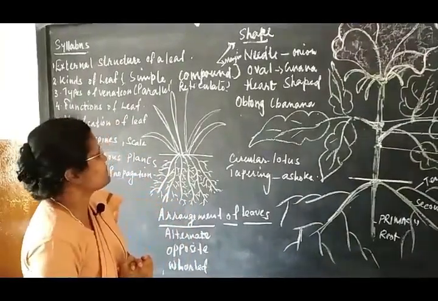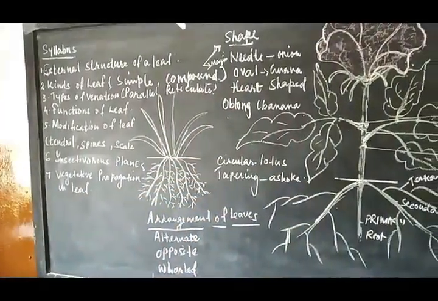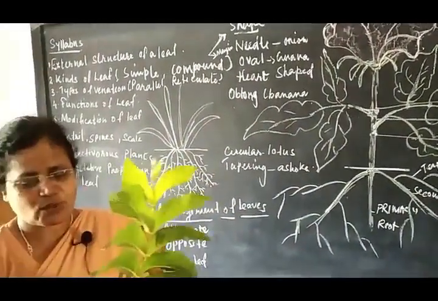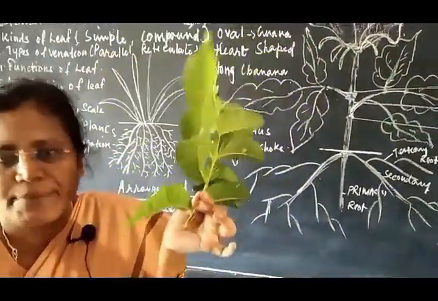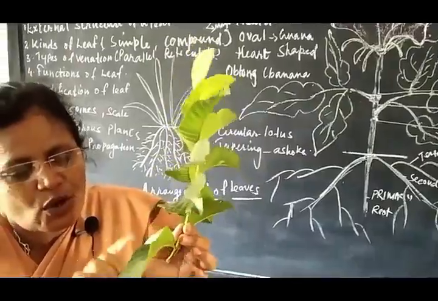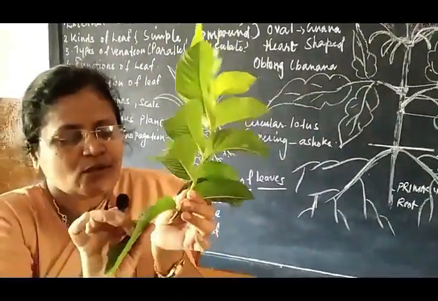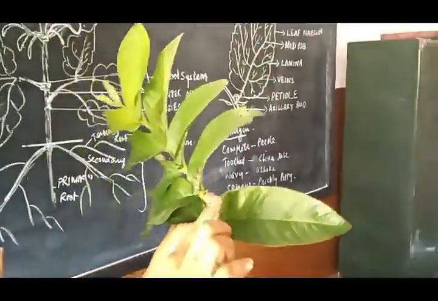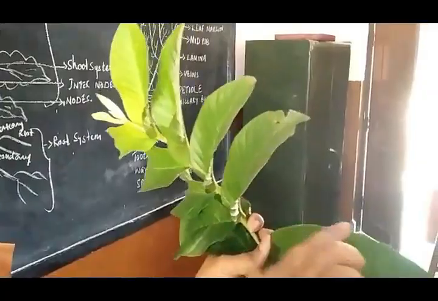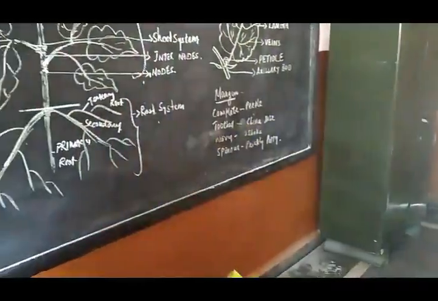shaped leaves. Then you have oval shaped leaf. Take your guava leaf. Now look at this. This is a guava leaf. Now the guava leaf is an example for a simple leaf, because from each node only one leaf is arising. There are no leaflets. So look, the shape of the guava leaf is oval. So guava leaf is an example for oval shape.